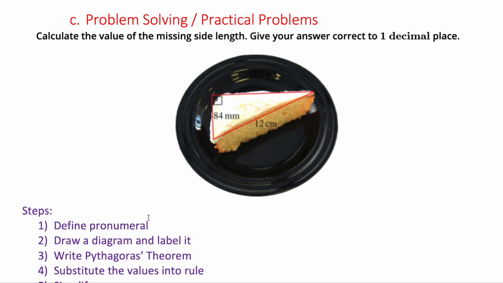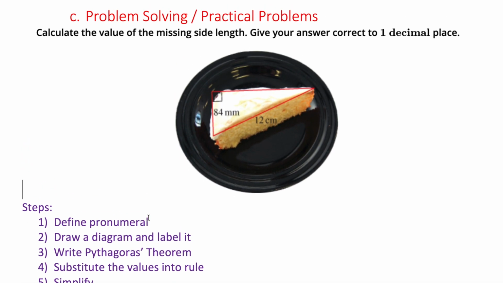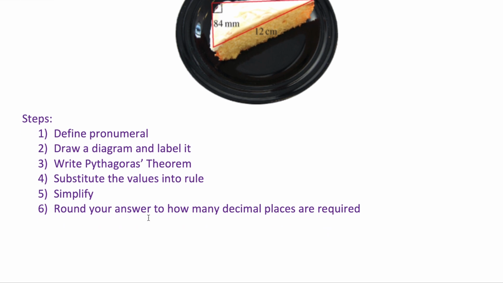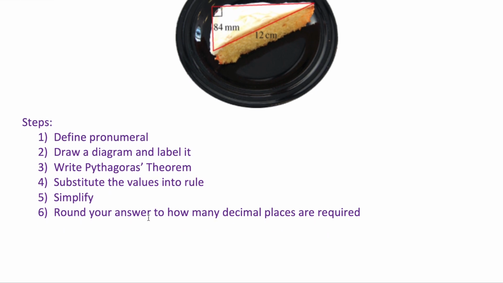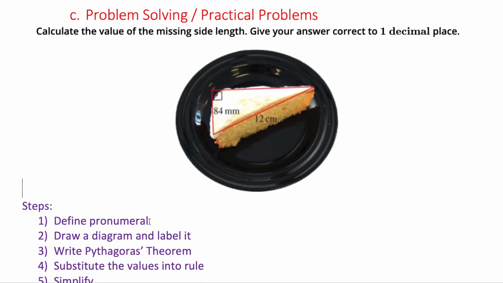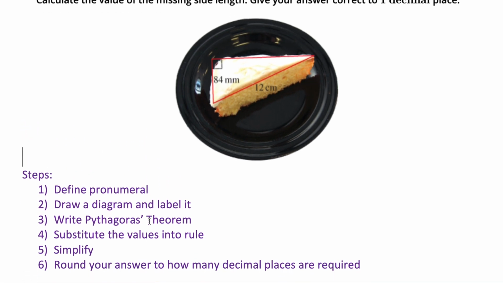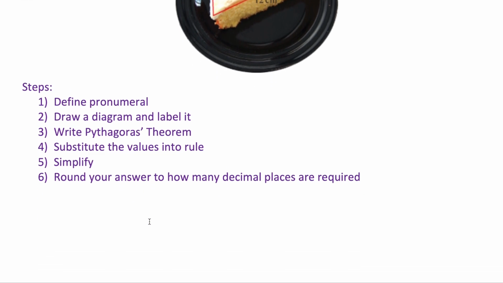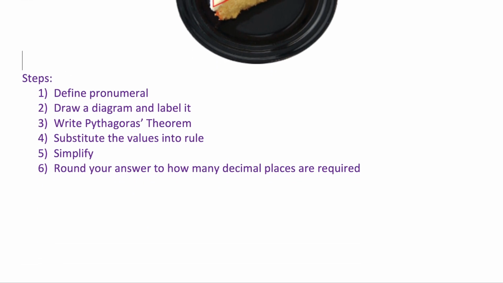So what are the steps? Because it's problem solving, we first have to define the pronumeral. Then we have to draw the diagram and label it. Then we have to write the Pythagorean theorem, substitute values into the rule, simplify, and round your answer to how many places are required. It says here, correct to 1 decimal place. Fantastic. So first we have to define our pronumeral.